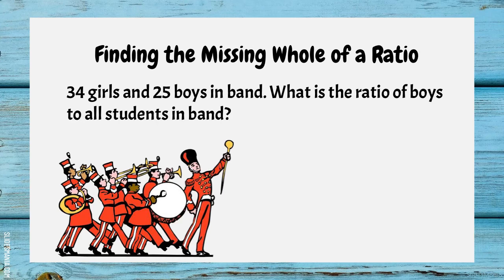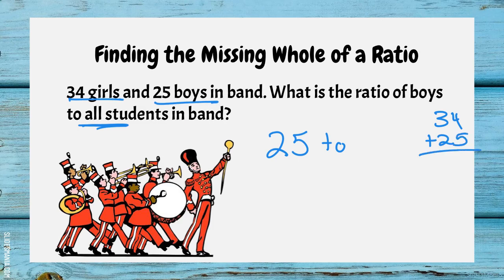Okay, now we are going to look at finding the missing whole. So this question says there are 34 girls and 25 boys in band. What is the ratio of boys to all students in band? Well, I know that we have 25 boys to, now I'm looking for all, so that means both boys and girls, so I would add 34 plus 25, which gives me 59. So that would be 25 to 59.